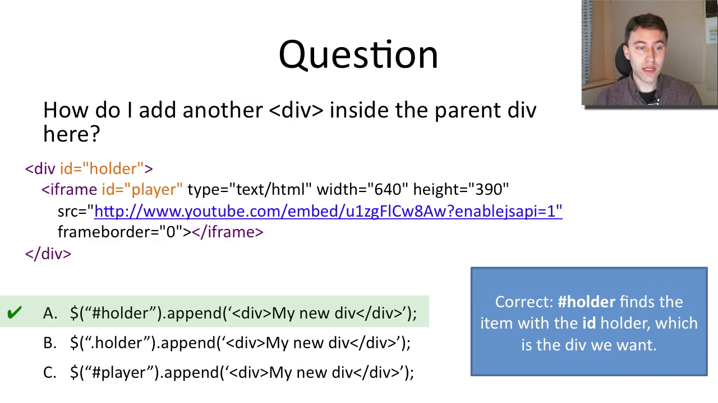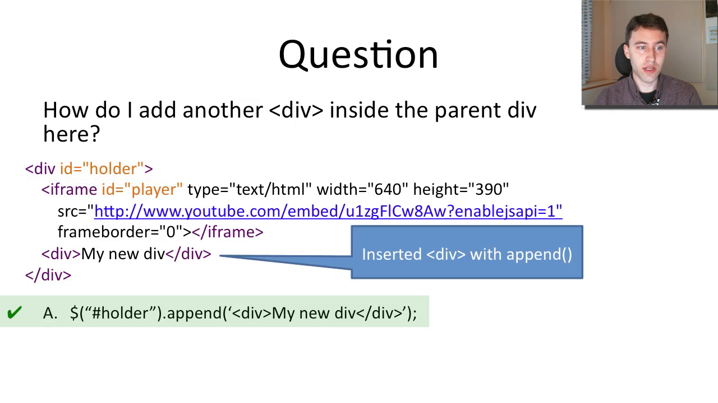So this is the correct answer. Pound holder is going to find the object with the ID holder and allow us to insert our document here, insert our data here. So we find this one here, and then we go ahead and we've done our insert. Of course, this example is wrong because it's not really an insert, it's an append, so let's stick it at the end. So now what can you do with this once we've done this sort of stuff?